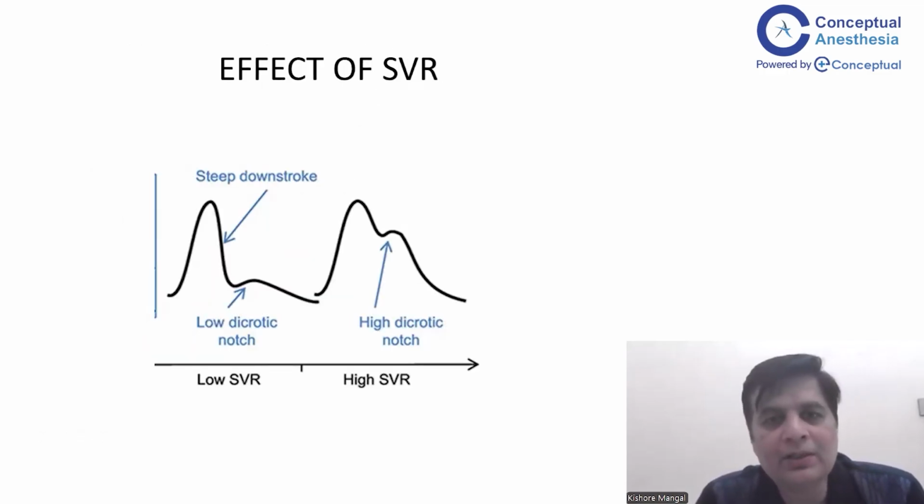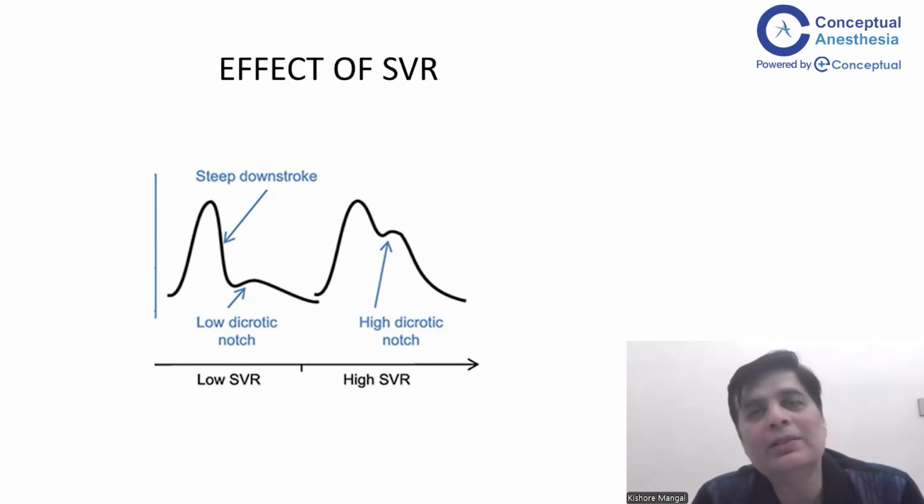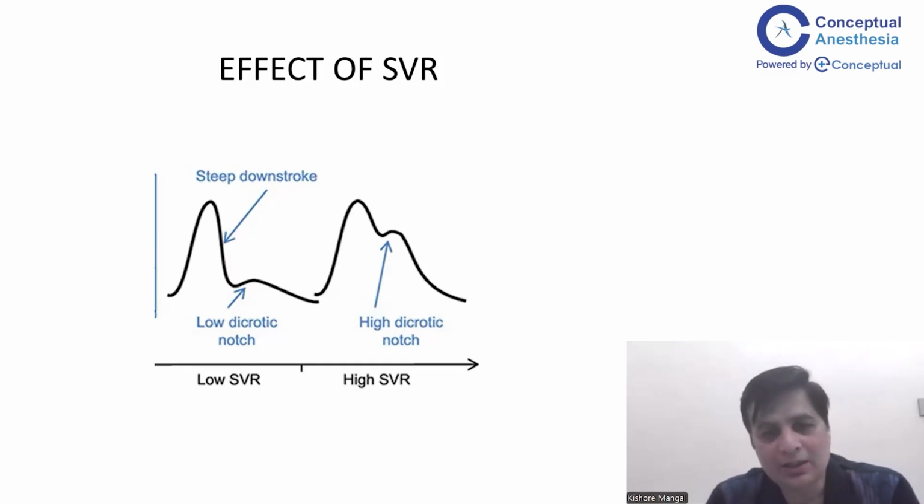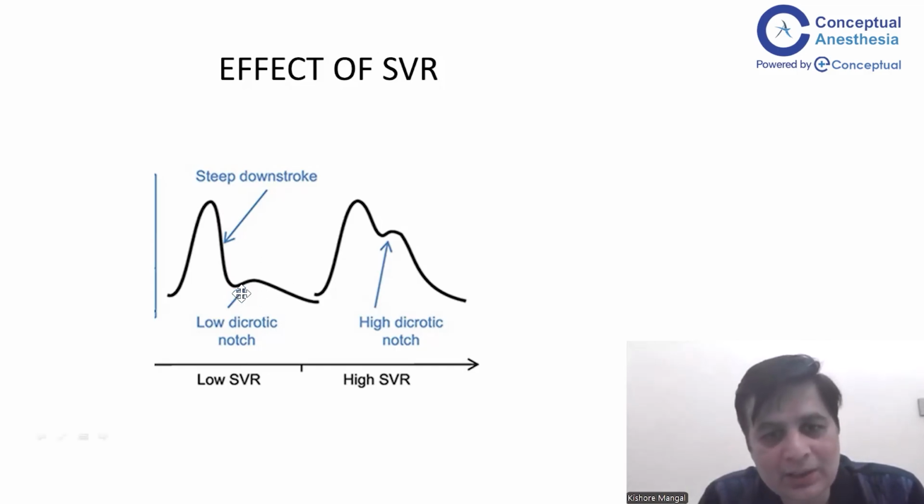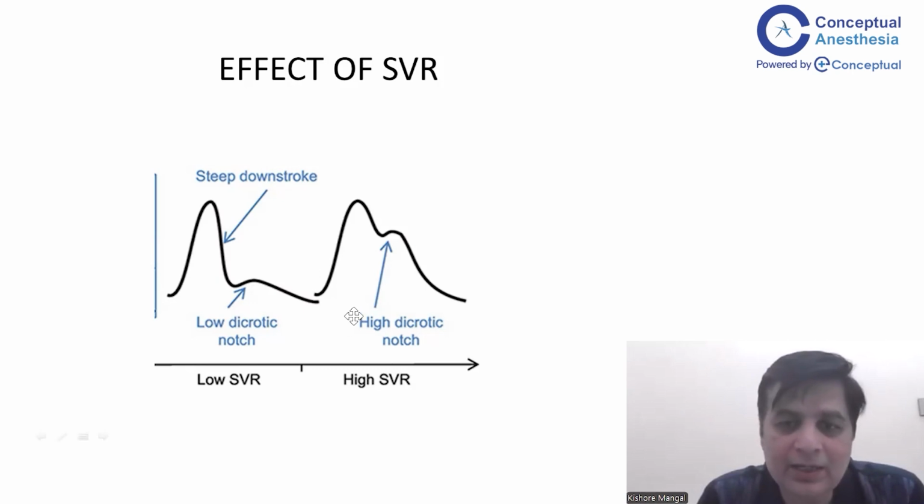So what will happen if we look at the effect of the systemic vascular resistance, if it is increasing or decreasing? We commonly see the decrease in patients with sepsis. Once sepsis is there, the systemic vascular resistance is decreased. And when the systemic vascular resistance is decreased, you will see the reflection going down. Once the reflection is going down, you will see that the dicrotic notch is very much reduced. And if you put the patient on noradrenaline, you will see that this dicrotic notch has increased.